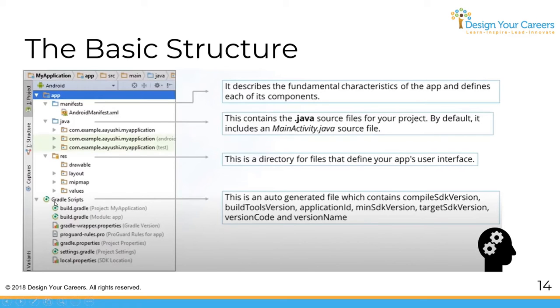Then the next thing is the Gradle script. This will be an auto-generated file which has the compiled SDK version, build tools version, etc. In the Gradle script, you should be very careful when you want to change things. It usually has all the dependencies.